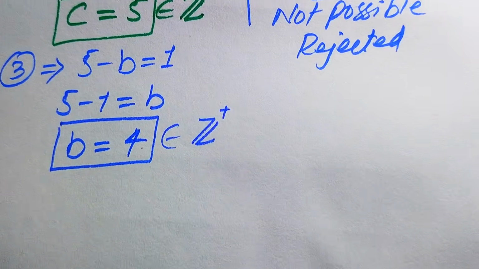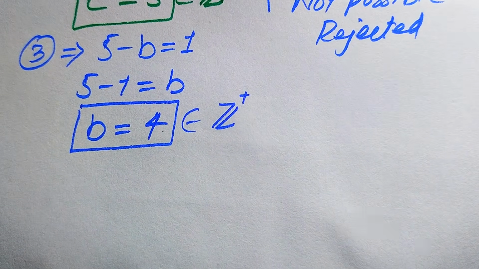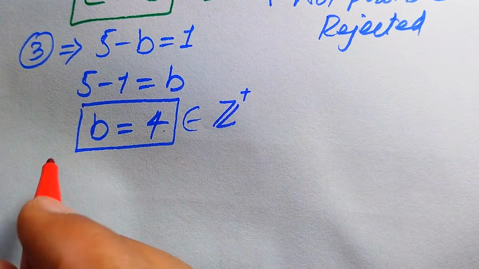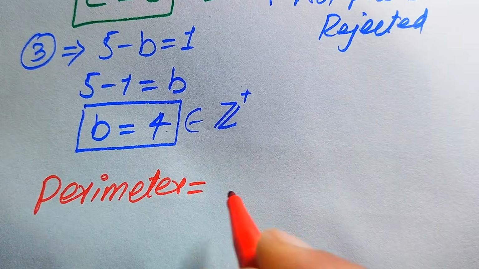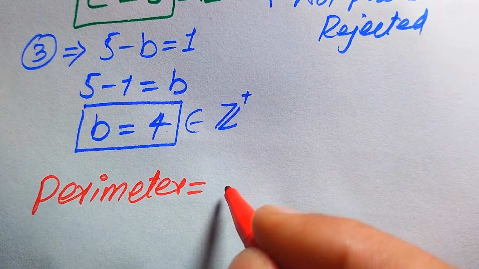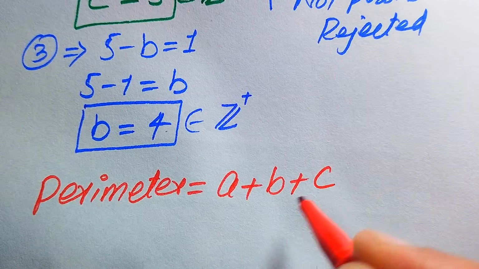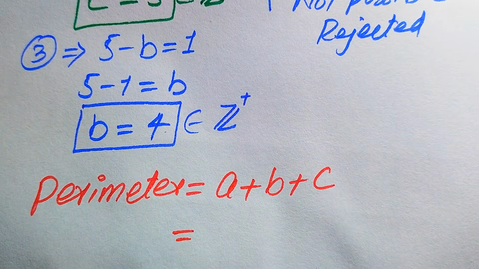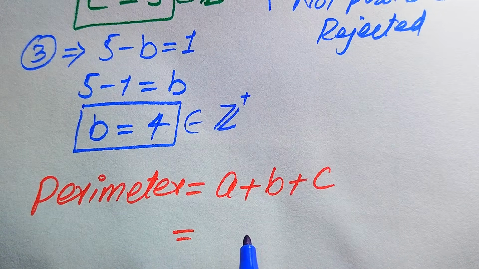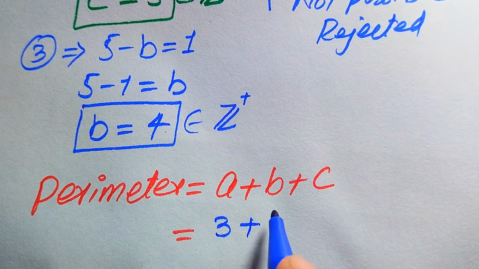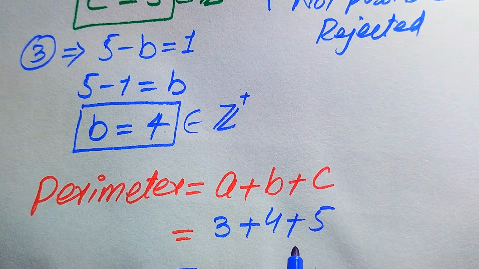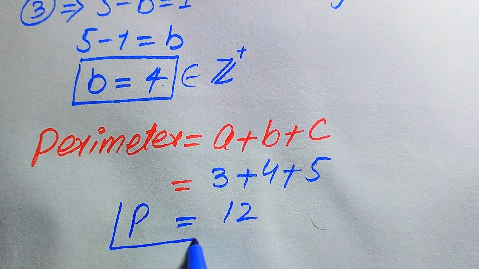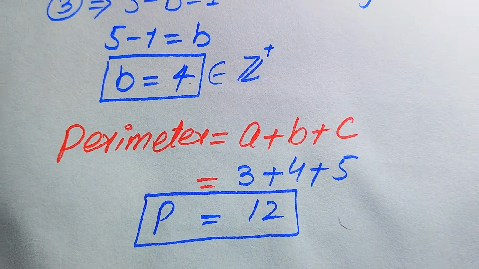Now we move towards our final destination, which is to find the perimeter of the given triangle. You very well know that the perimeter of a triangle is the sum of all its side lengths, and the side lengths are a, b and c. We substitute all these three values here: the value of a, which is given as 3, the value of b, which we found as 4, and the value of c, which is 5. When we sum up these three values, 5 plus 4 is 9, and 9 plus 3 becomes 12. So this is the required perimeter of the given triangle, and this is the final answer.